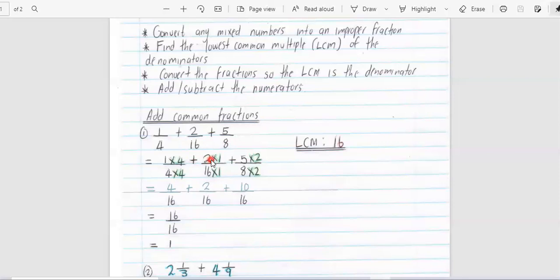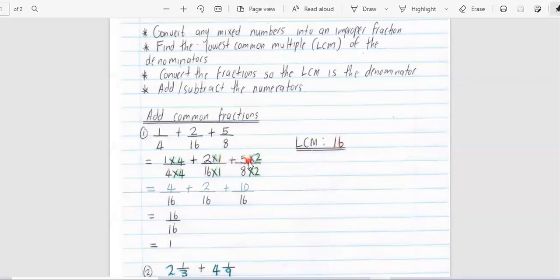Then let's bring down our addition sign and move on to the second fraction. In the second fraction, you're also going to do the same thing. Bring down the fraction as it is. Then ask yourself, what number must I multiply the 16 by to give me the same answer of 16? So 16 multiplied by 1 will give you 16. What you do in the denominator, you must do the same thing in your numerator. So you must also multiply the numerator by 1.